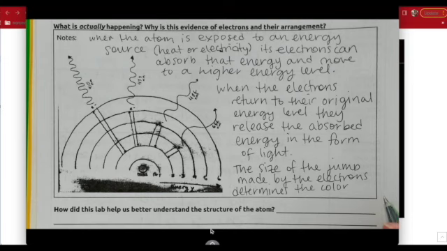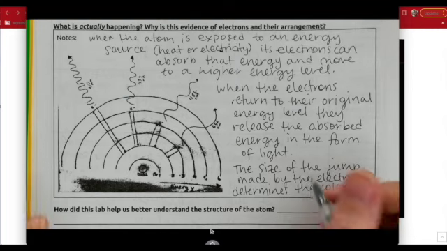Right, the color of light released by the atoms. Oh, sorry, by the electrons. Right, it's the electrons releasing that light.